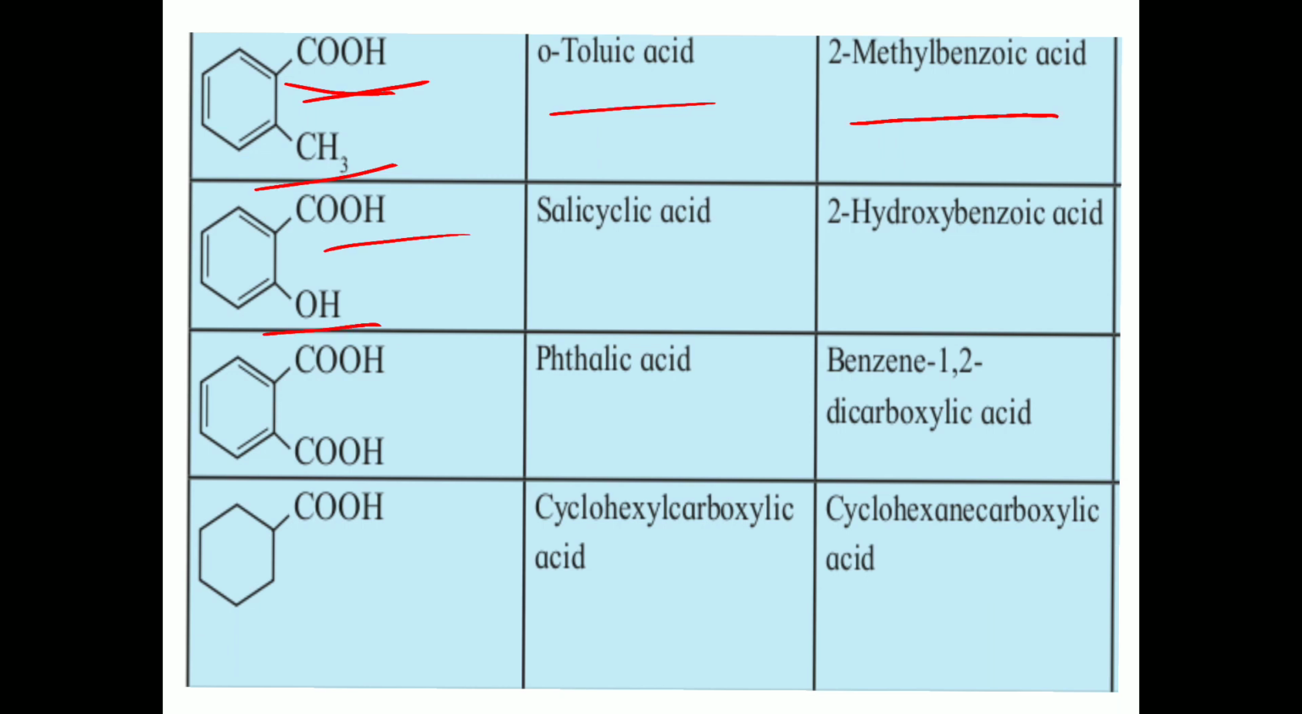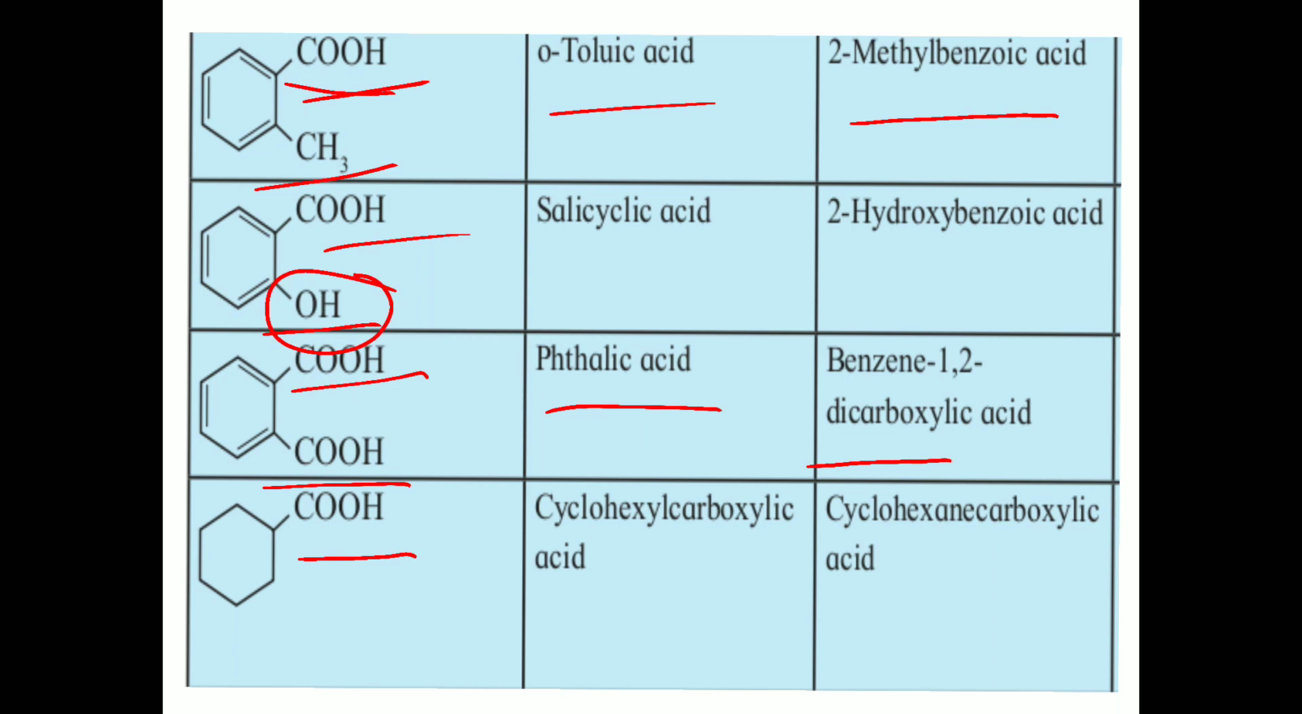Now this is the general name salicylic acid. As we saw in salicylaldehyde, the aldehyde contains the CHO group, but in the case of salicylic acid it contains the COOH group, and the IUPAC name is, at the second carbon atom it contains the OH, that is a hydroxyl group, so 2-hydroxybenzoic acid. Now next is COOH and COOH, meaning 2 carboxylic acids are present simultaneously, so the general name is phthalic acid, and the IUPAC name is benzene 1,2 dicarboxylic acid, and this is cyclohexanecarboxylic acid.